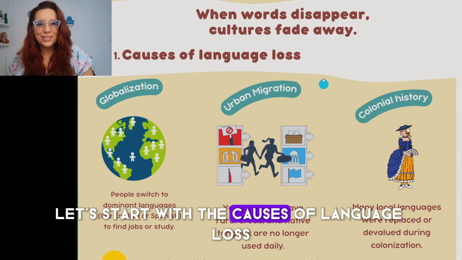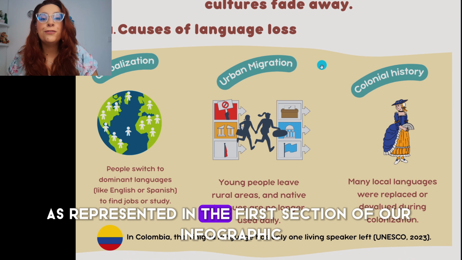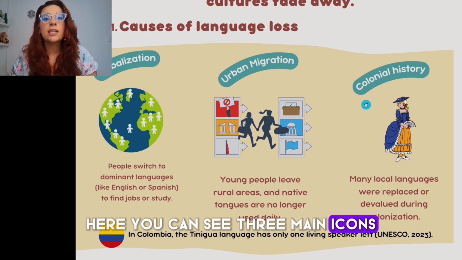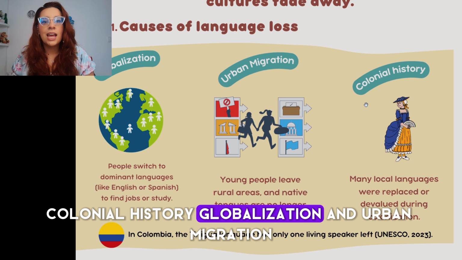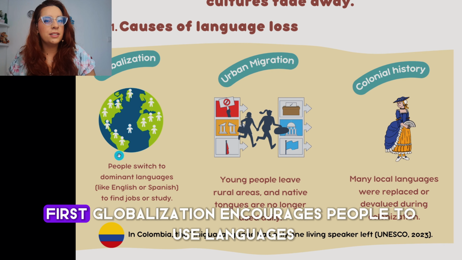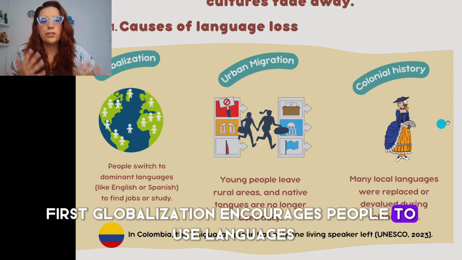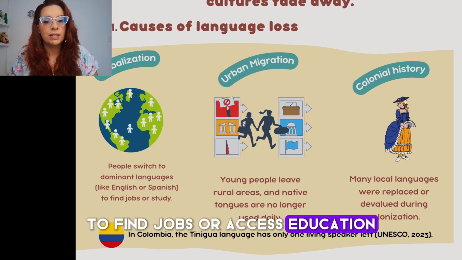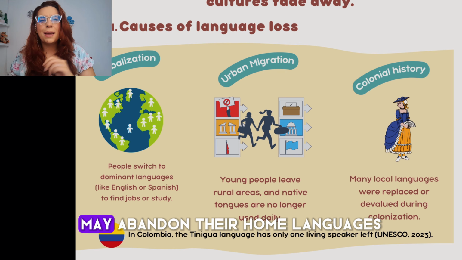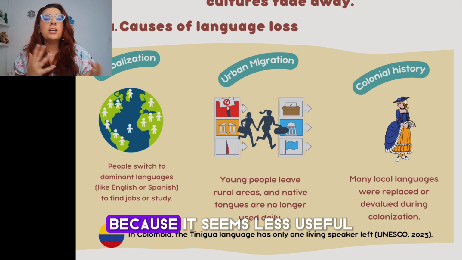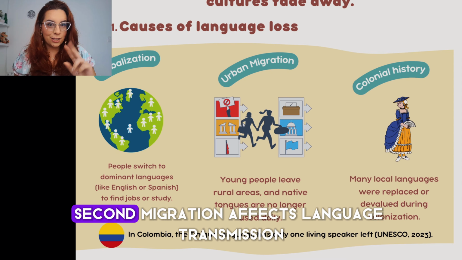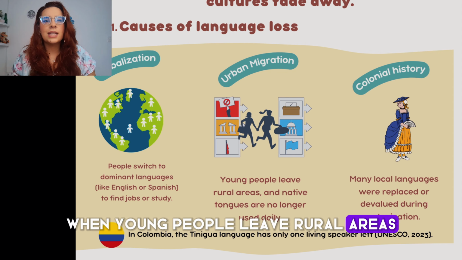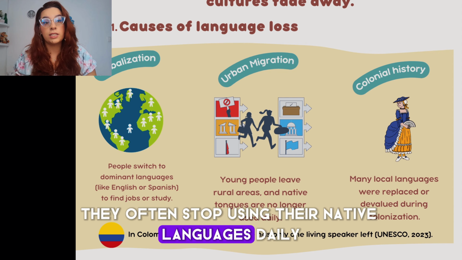Let's start with the causes of language loss, as represented in the first section of our infographic. Here you can see three main icons: colonial history, globalization, and urban migration. First, globalization encourages people to use languages such as English or Spanish to find jobs or access education. Teenagers in particular may abandon their home languages because it seems less useful. Second, migration affects language transmission. When young people leave rural areas, they often stop using their native languages daily.